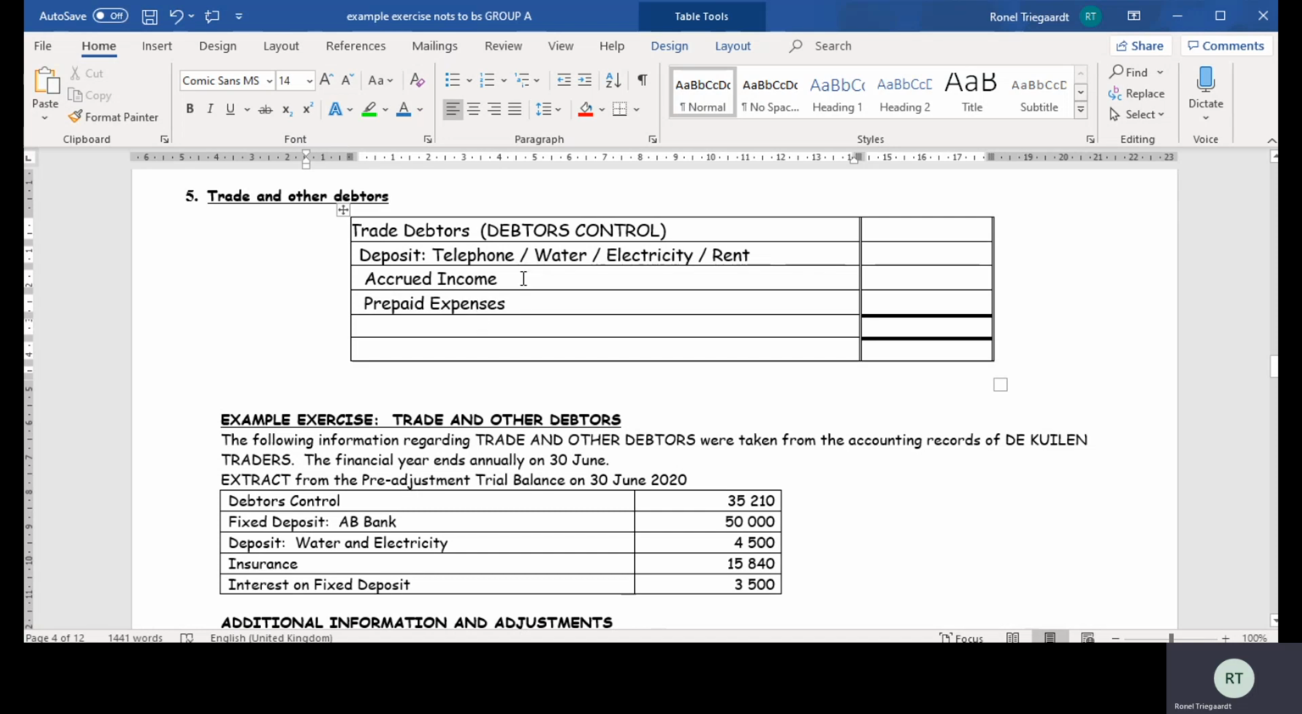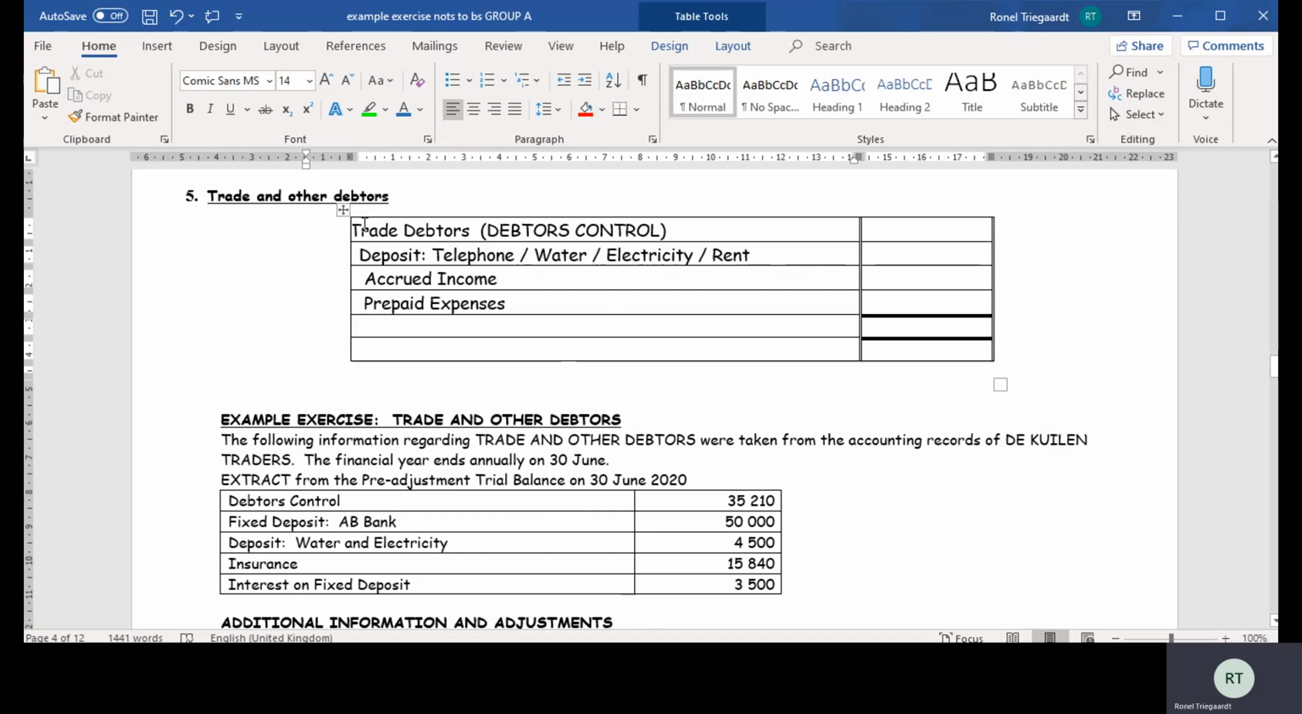Then you know accrued income is income that we still have to receive. Somebody owes us the money. So accrued income forms part of trade and other debtors. And prepaid expenses, insurance and advertising, something you've paid now already for next year. So whatever you paid, those people owe you. If you paid insurance, the insurance company owes you cover for whatever period you paid.